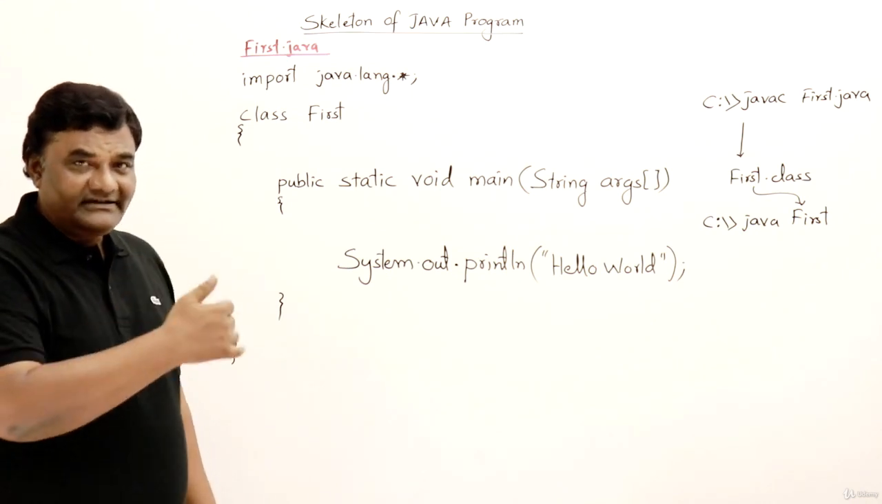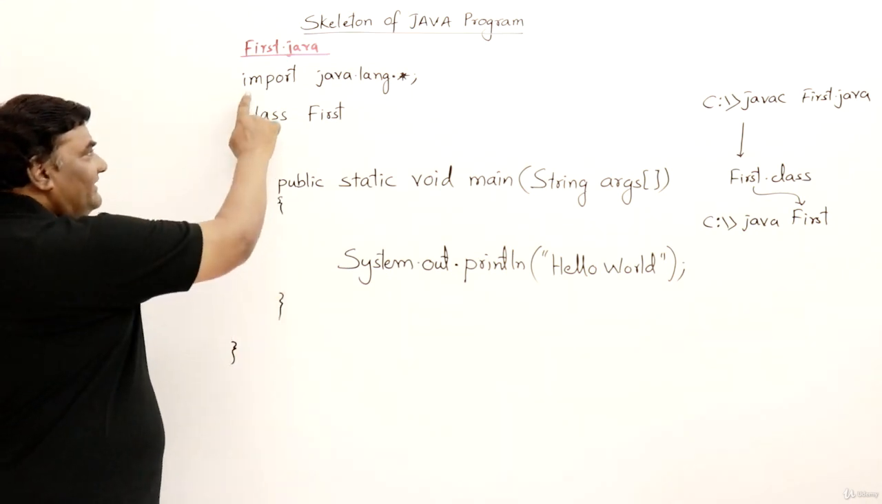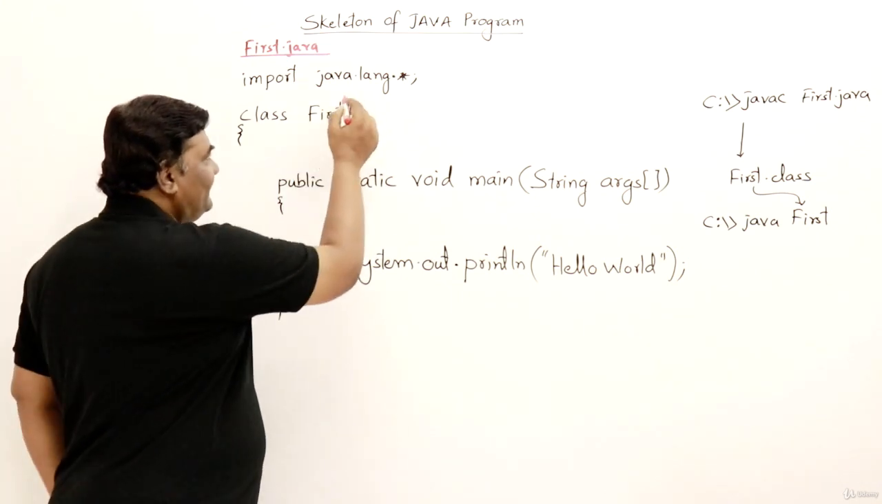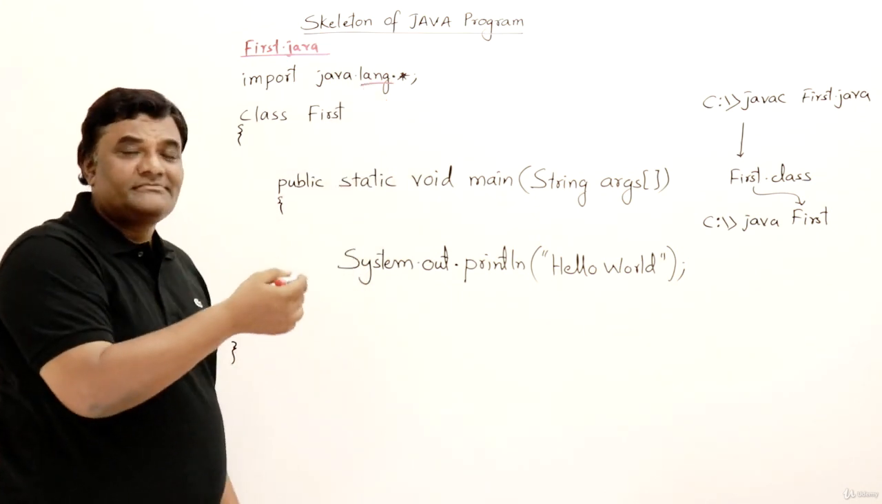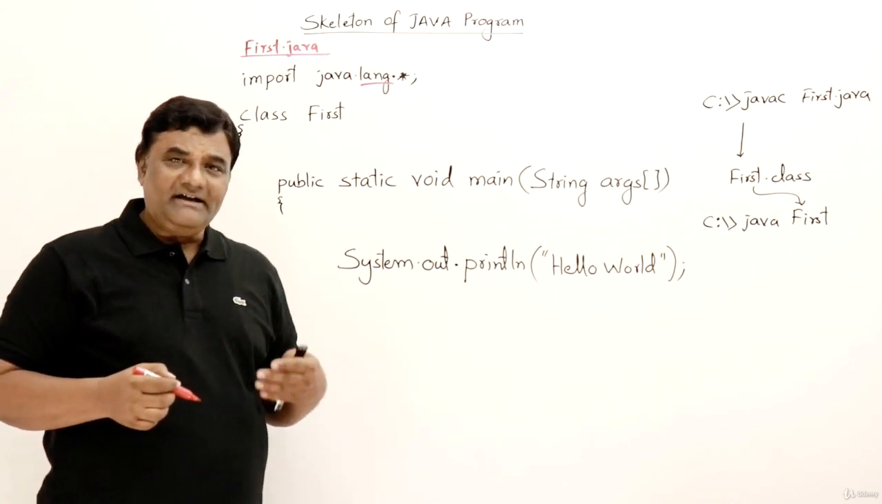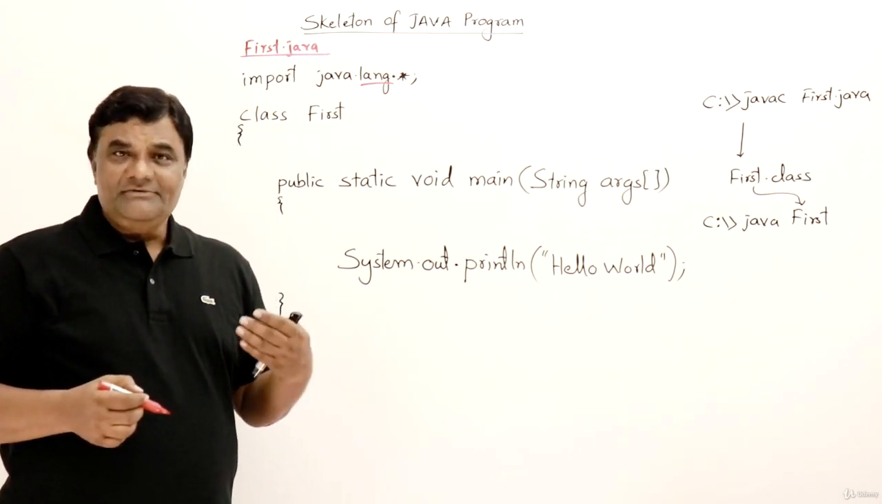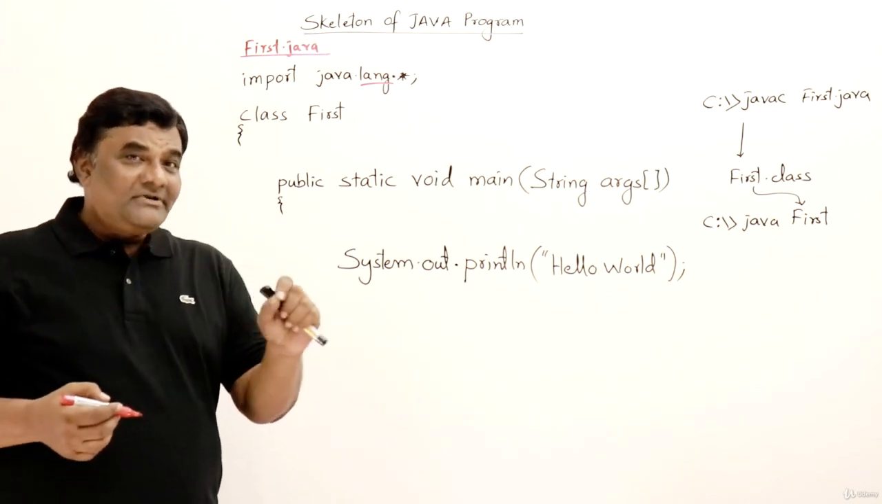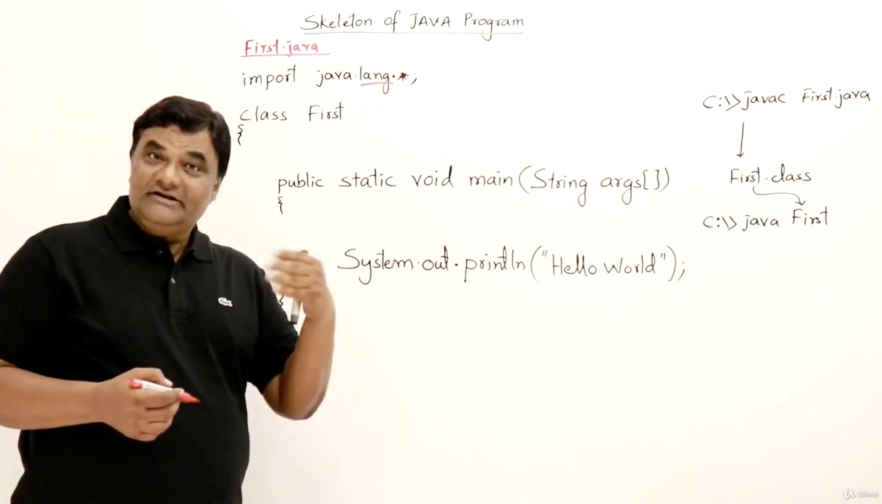Then let us look at the things line by line. The very first thing is import java.lang.*. Actually, lang is a package, a language package. There are some built-in packages in Java. You have to use them if you want to utilize the features present in Java. It is just like libraries in C and C++. So you include them and use them.